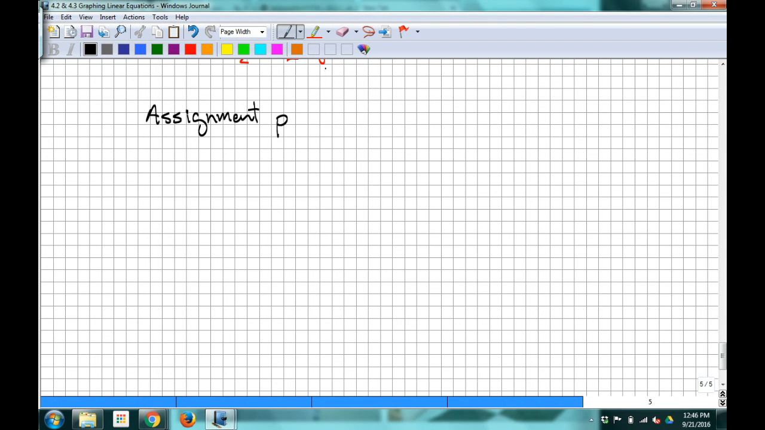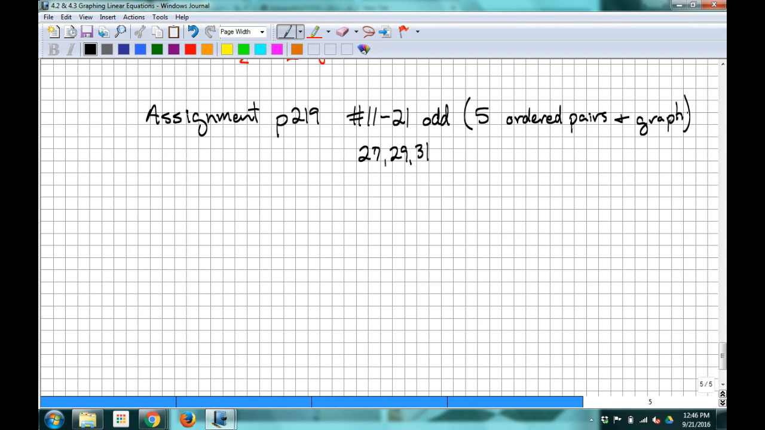The first page, page 219, we're doing numbers 11 through 21 odd, and then 27, 29, and 31. On 11 through 29 odd, I want the 5 ordered pairs and the graph on those. That's what we did before lunch. And then 27, 29, 31 is a few word problems with that stuff. Okay. So that's not that many problems, not that many graphs to draw.